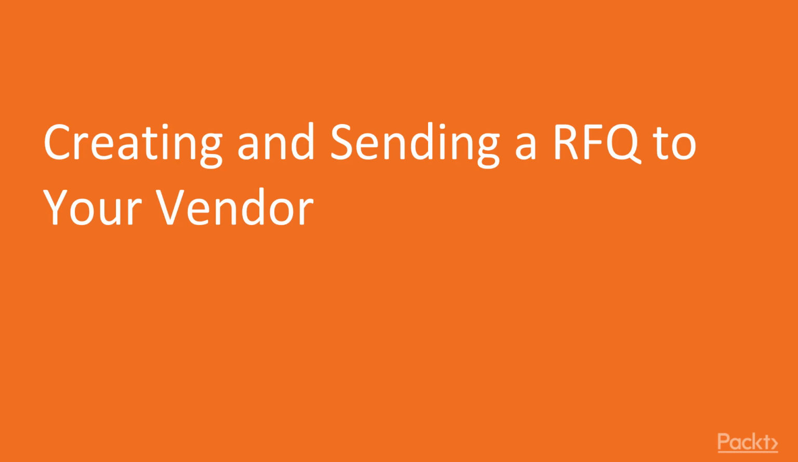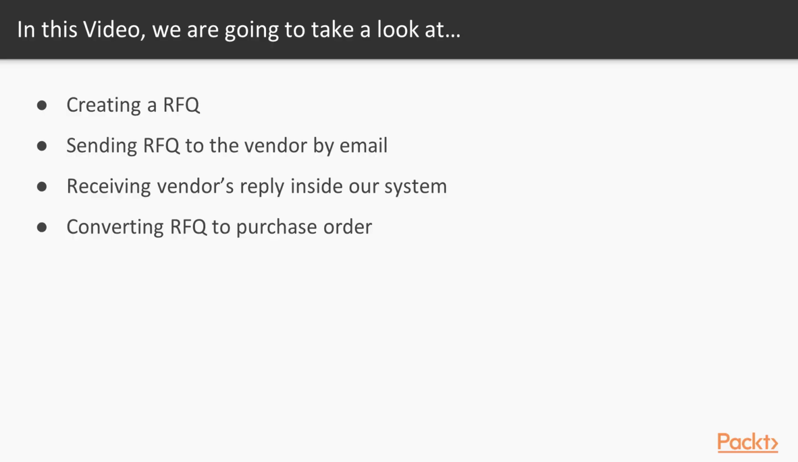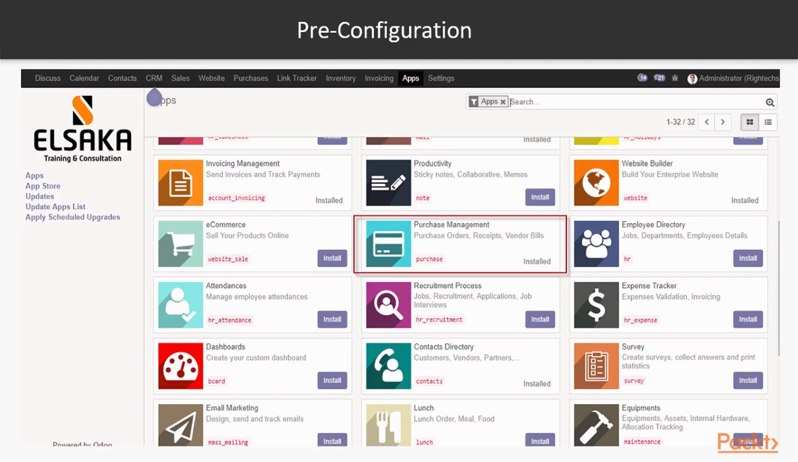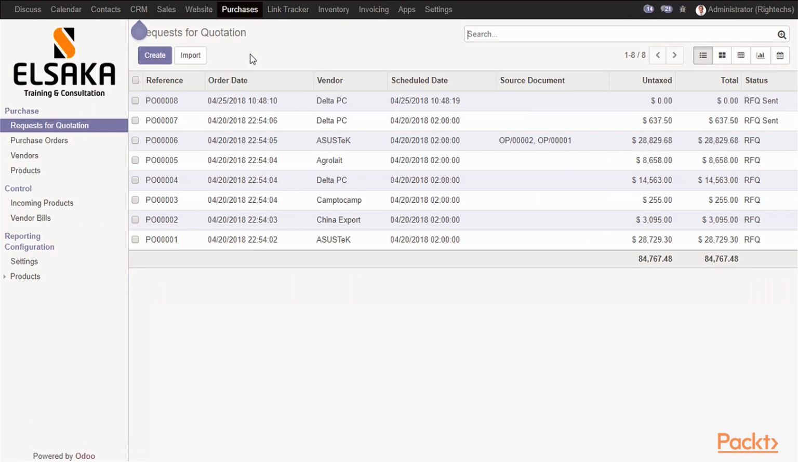This is the first video, creating and sending a request for quotation to your vendors. In this video, we will cover the following points: creating a request for quotation, sending request for quotation to the vendor by mail, receiving vendor's reply inside our system, and finally converting request for quotation to purchase order. First of all, we have to install Purchase Management module to be able to do the previous points. Now let's go to our system.